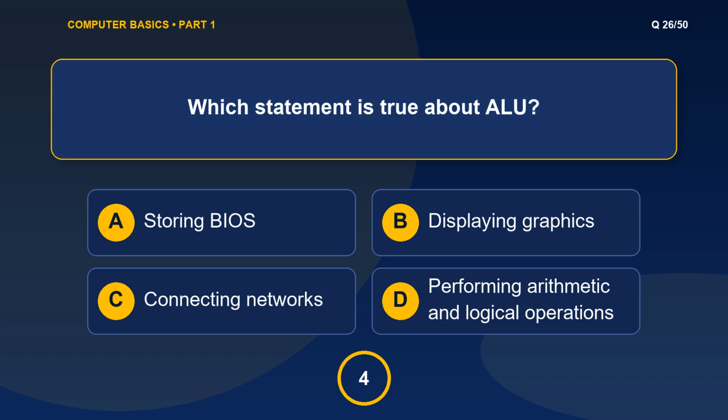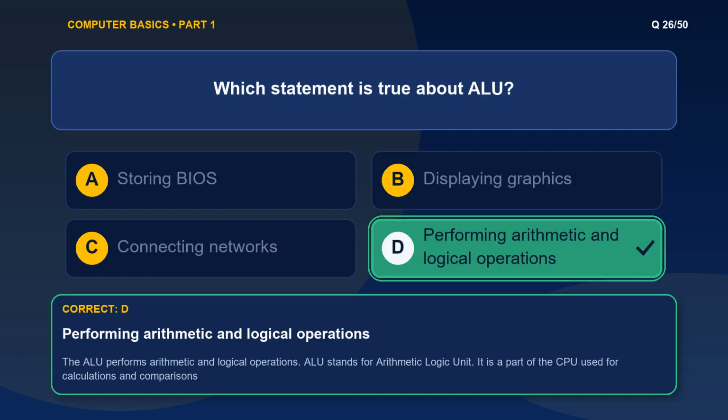Which statement is true about ALU? Option A. Storing BIOS. Option B. Displaying graphics. Option C. Connecting networks. Option D. Performing arithmetic and logical operations. The ALU performs arithmetic and logical operations. ALU stands for Arithmetic Logic Unit. It is a part of the CPU used for calculations and comparisons.